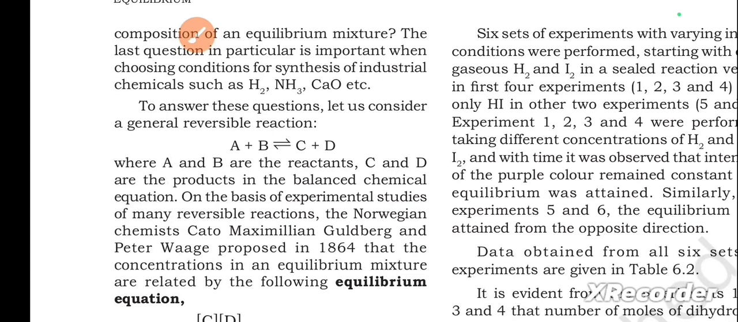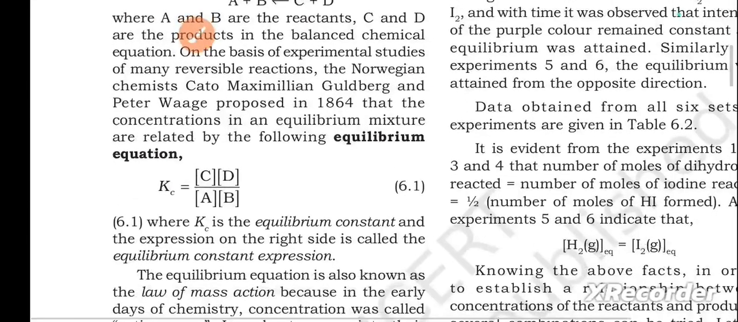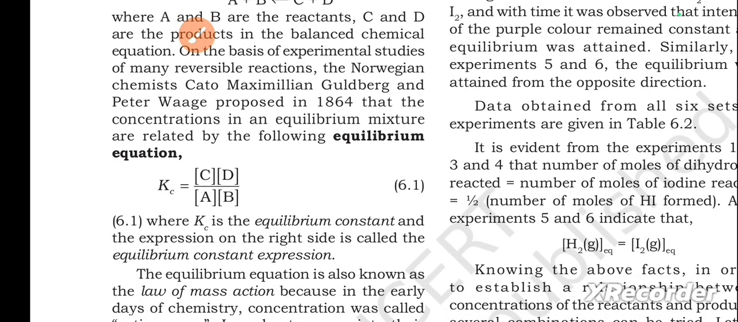A plus B gives rise to C plus D, which is a reversible reaction, where A plus B are the reactants and C and D are the products in the balanced chemical equation. On the basis of the experimental studies of many reversible reactions, the Norwegian chemists Cato Maximilian Guldberg and Peter Waage proposed in 1864 that the concentrations in an equilibrium mixture are related by the following equilibrium equation. So here this is the equilibrium equation, you can check it out, where Kc is the equilibrium constant and the expression on the right side is called the equilibrium constant expression.